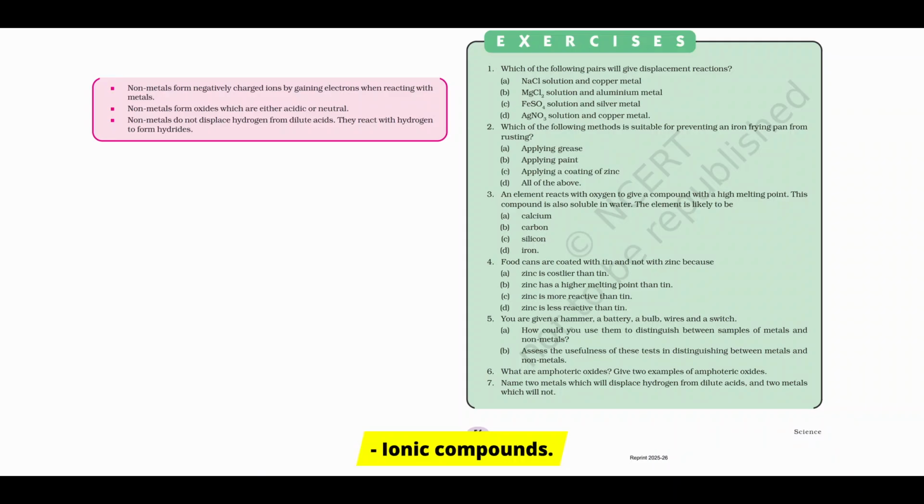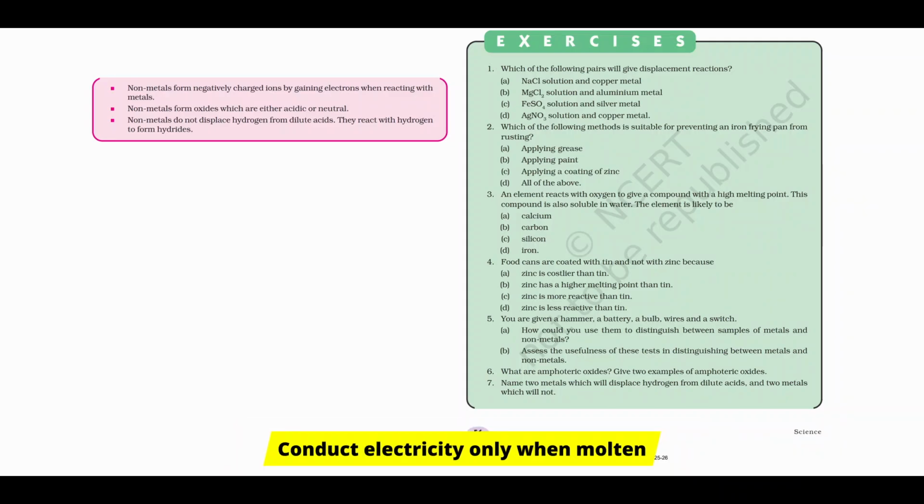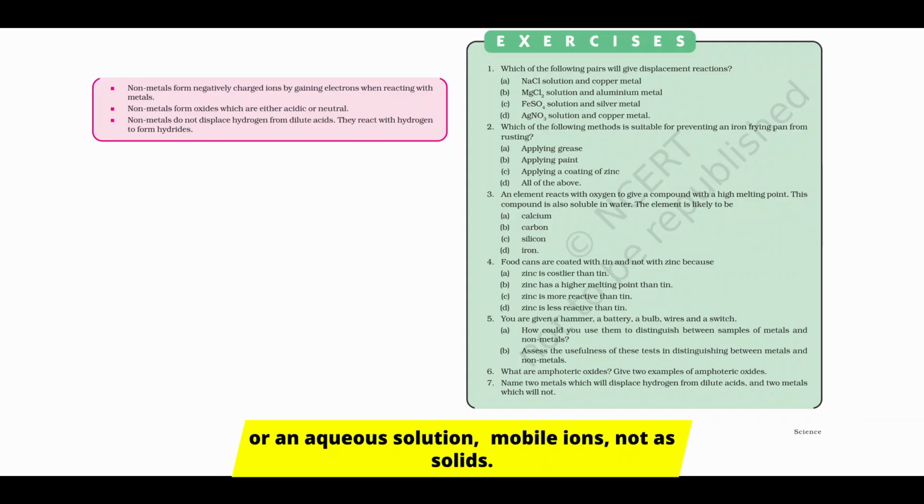Ionic compounds, formed by electron transfer, metal to nonmetal. Result: strong electrostatic forces leading to distinct properties. Solid, hard, brittle, very high MP and BP, generally soluble in water, conduct electricity only when molten or in aqueous solution. Mobile ions, not as solids. Fixed ions. This conductivity point is vital.